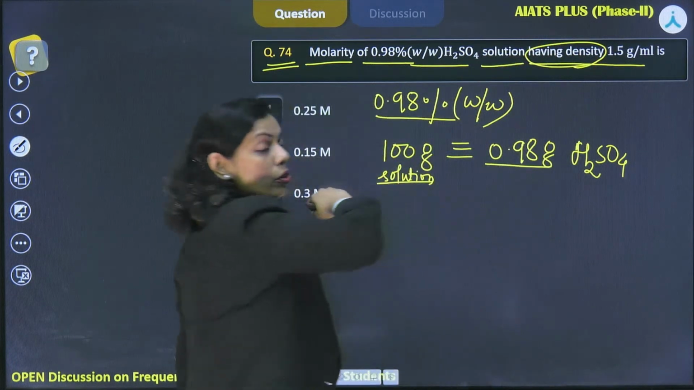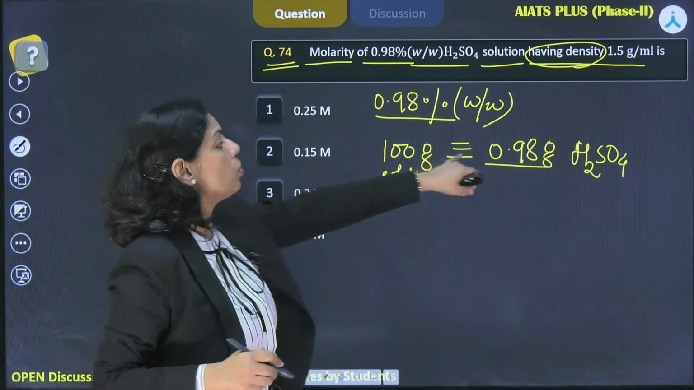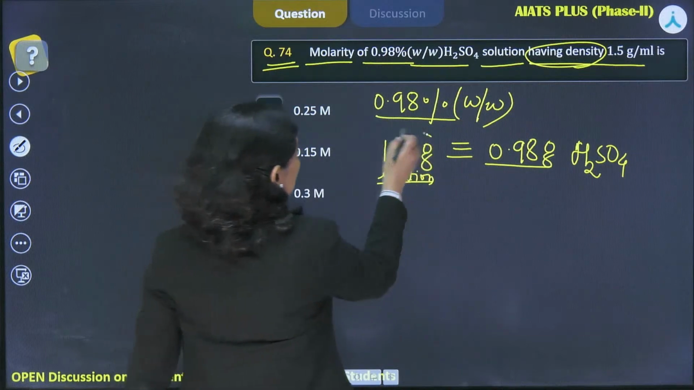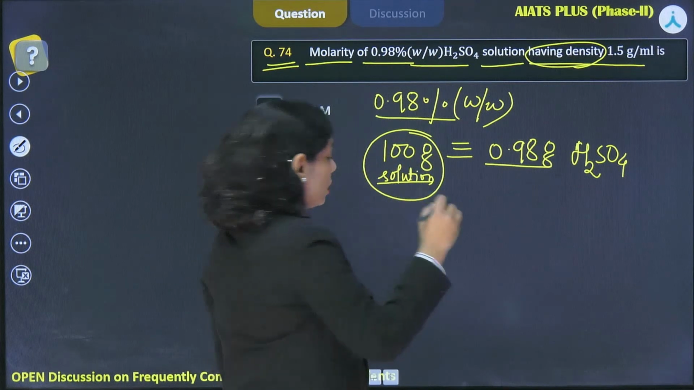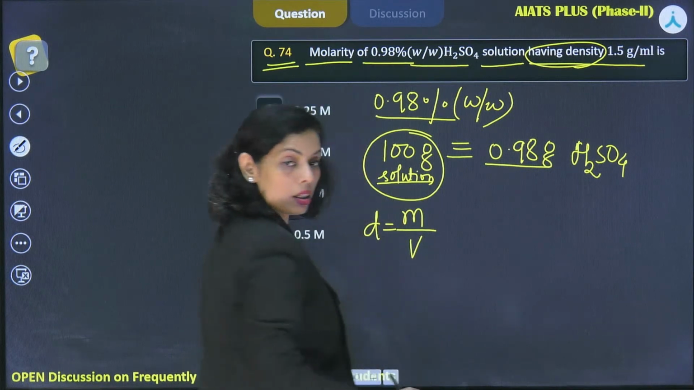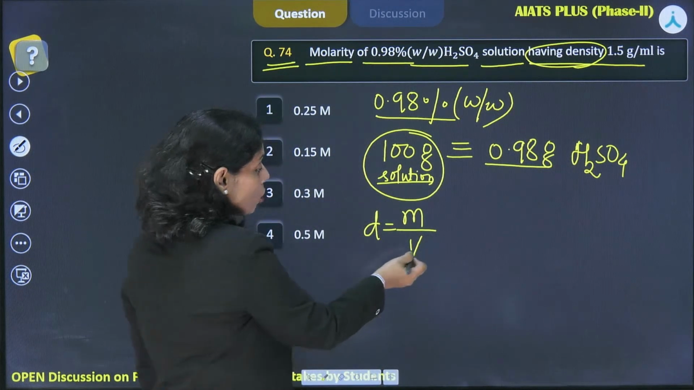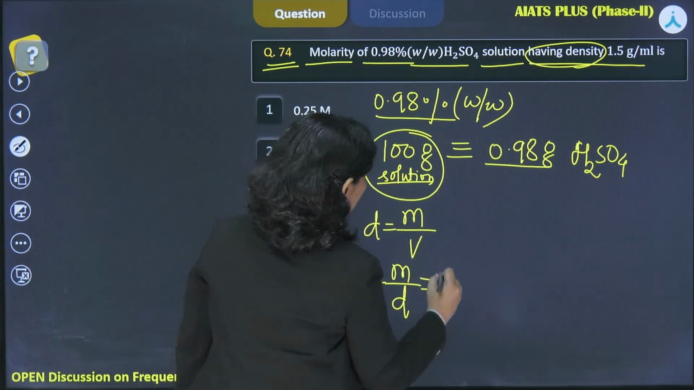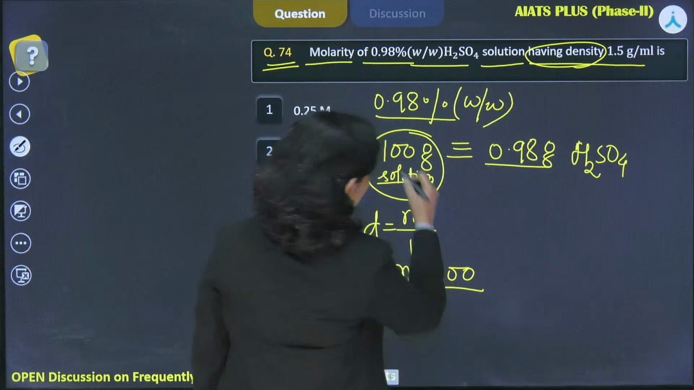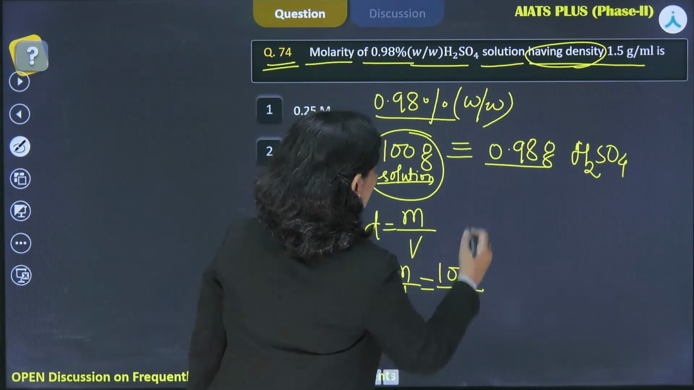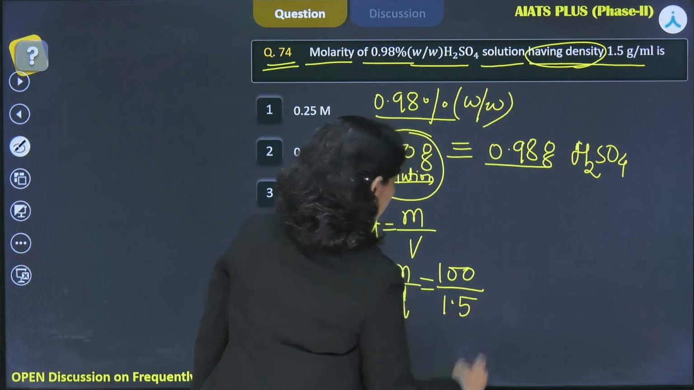Sometimes this confuses you about which mass to be taken, this one or this one. So as the density for the solution is given, we have to take this 100 gram as the mass of solution. Density of the solution is mass by volume. For the calculation of molarity, you want volume. So volume is equal to mass by density. Mass is 100 gram, that we assumed because percentage is given. And the density is 1.5 gram per ml.